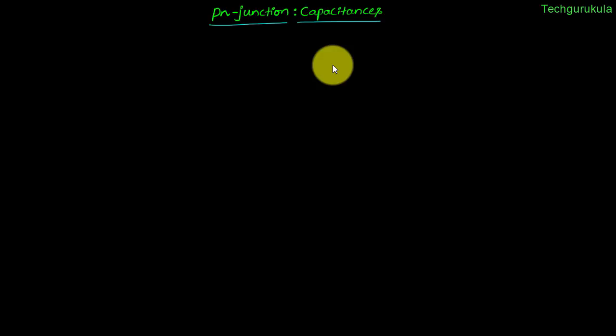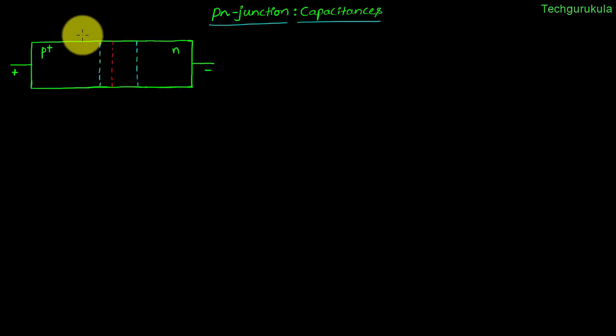In this video, we're going to see capacitances in PN junction. There are two kinds of capacitances in PN junction, namely one, depletion capacitance, and two, diffusion capacitance. We'll start with understanding depletion capacitance first.